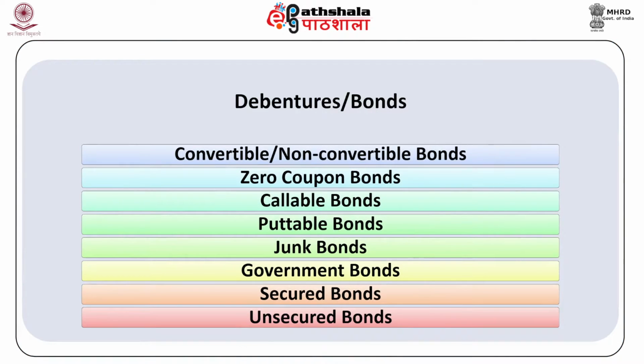Generally, interest on bonds is paid every 6 months. These bonds may be issued by government, public or private company. These bonds may be of various kinds which are described here. The types of debentures. The first one is convertible and non-convertible bond.